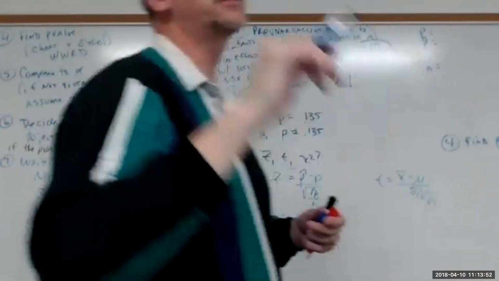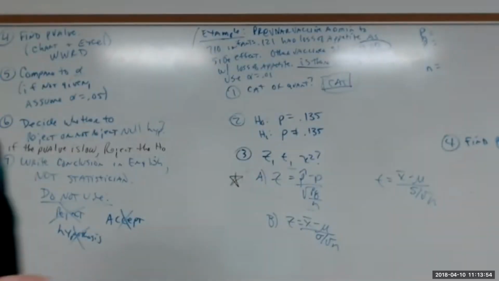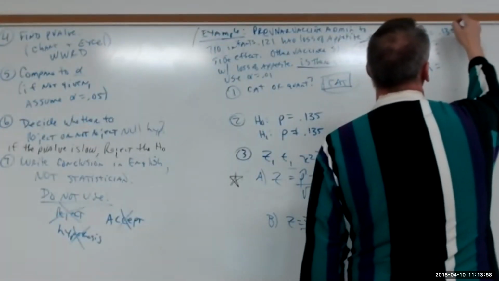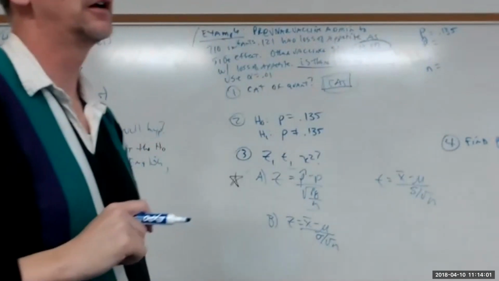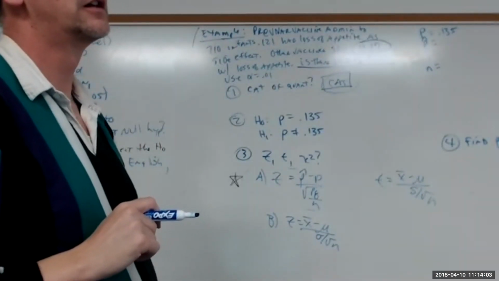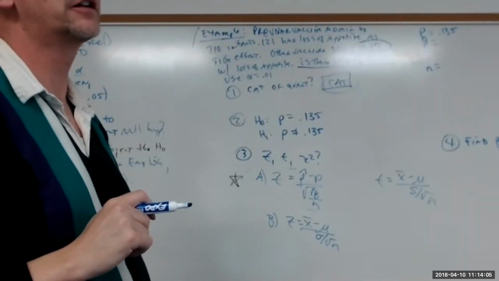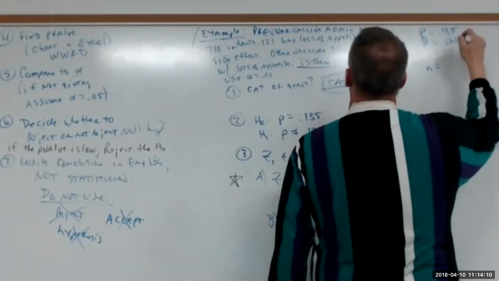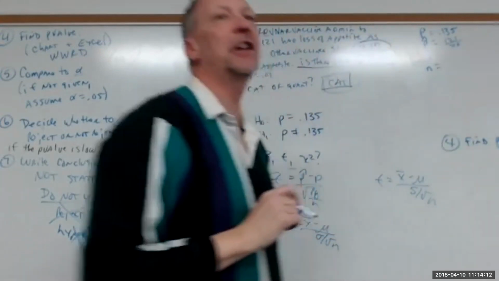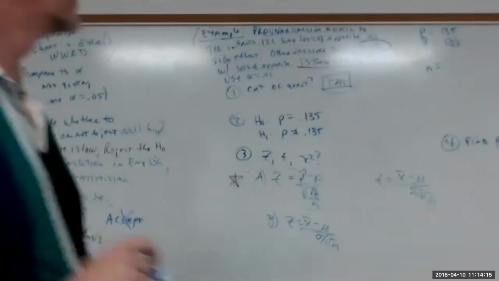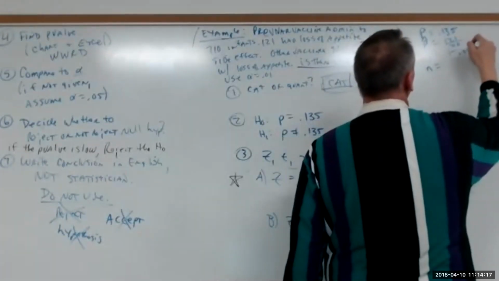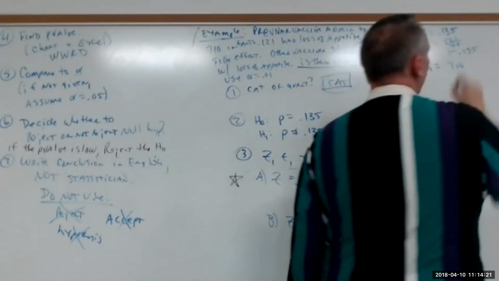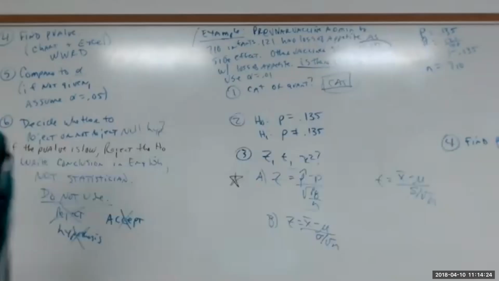Real quickly, let's go with Sydney. What's the p? 0.135. What's the p hat? Just tell me what it is, you don't have to calculate it. 121 divided by 710, right? What's the q? 1 minus 0.135. And what's the n? 710.